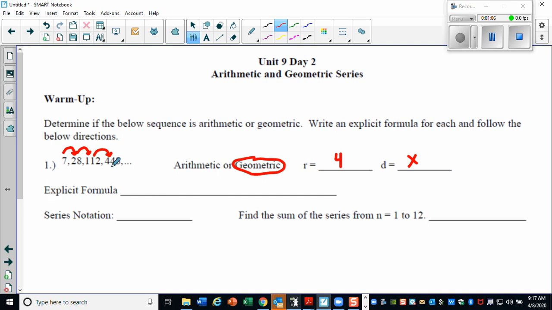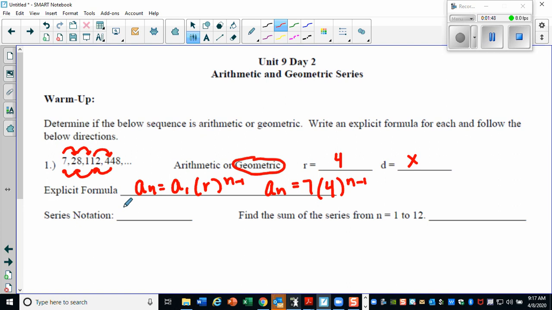The other thing you can do, remember, is you can also work backwards. So do 448 divided by 112, 112 divided by 28, and 28 divided by 7 to see if that gives you all the same answer. And when it does, that tells you your common ratio, which in this case is 4. As a quick refresher, your explicit formula for a geometric series is a sub n equals a sub 1, remember that's your first term, times your common ratio to the n minus 1. So in this case, a sub n equals 7, my first term, times 4, my common ratio, all to the n minus 1.